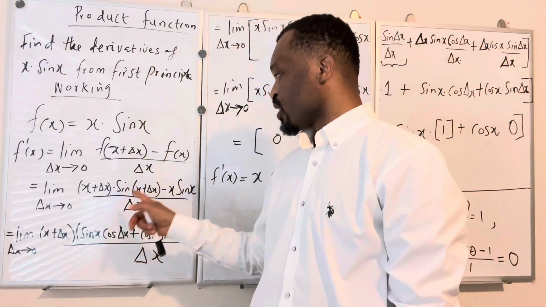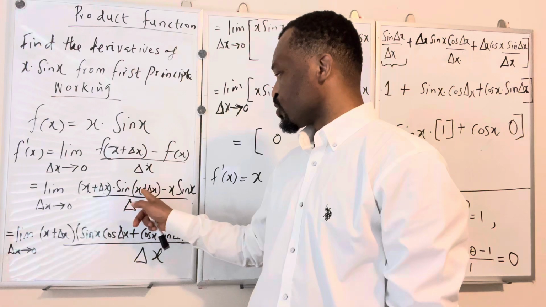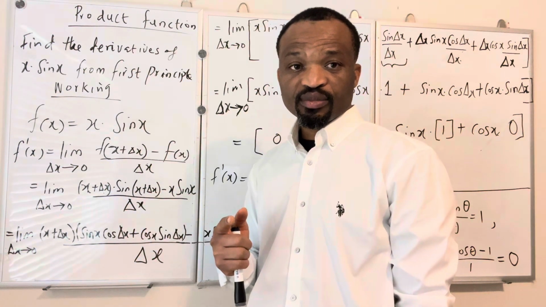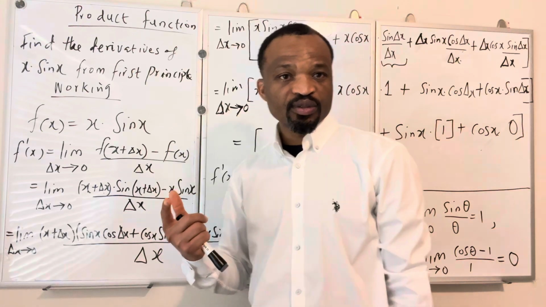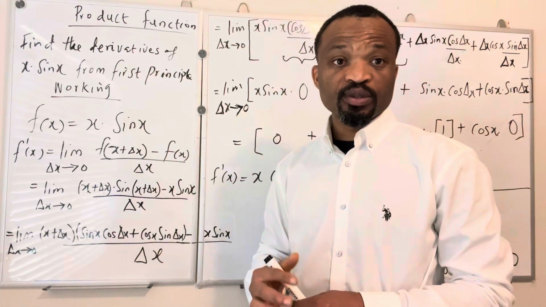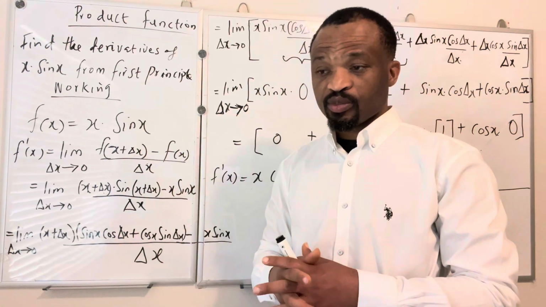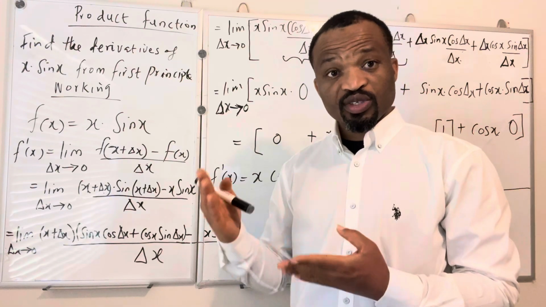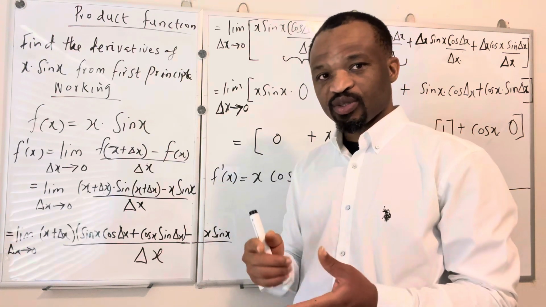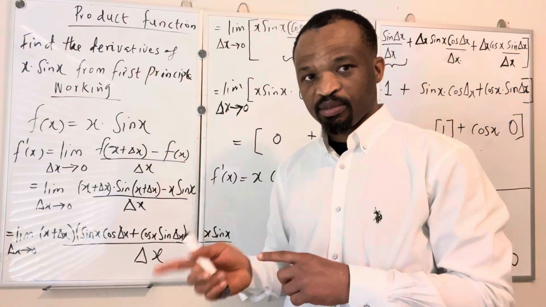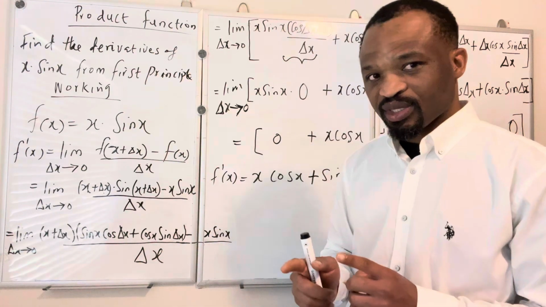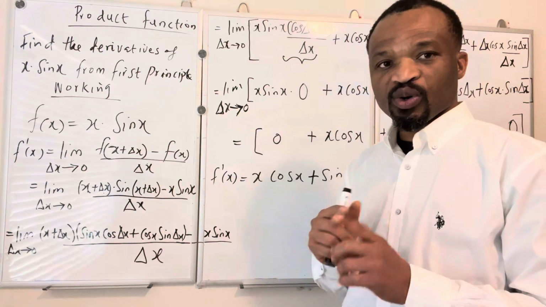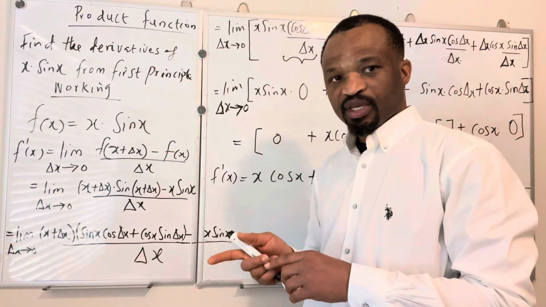The next thing will be to take the limit as change in x goes to 0 of this expression. But keep in mind, the sine of x plus change in x is a trig identity. Recall your compound or double angle formula identity: sine of A plus B is equal to sine A cos B plus cos A sine B.